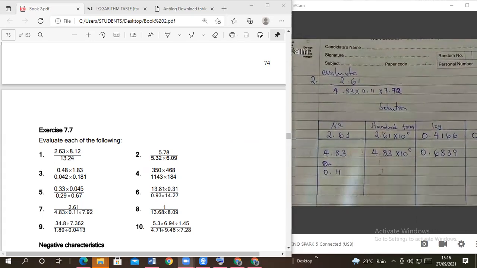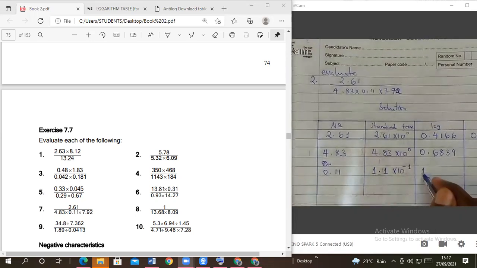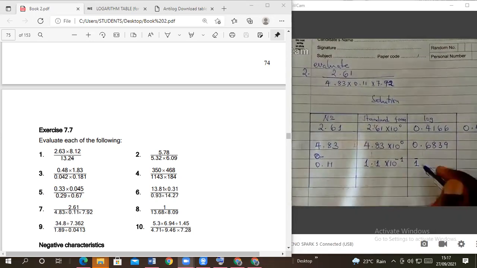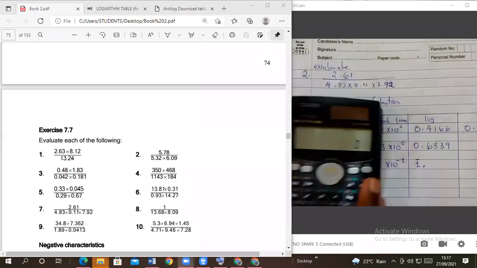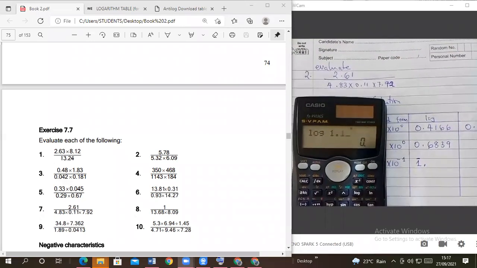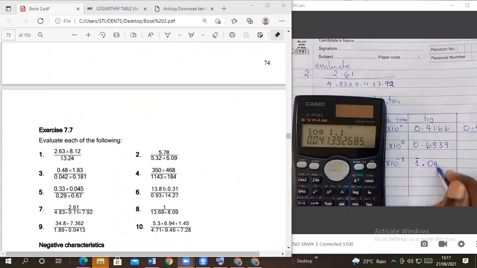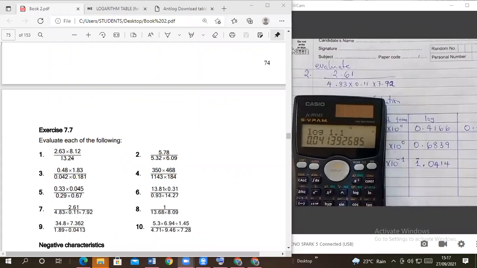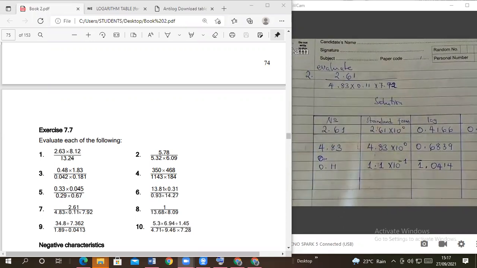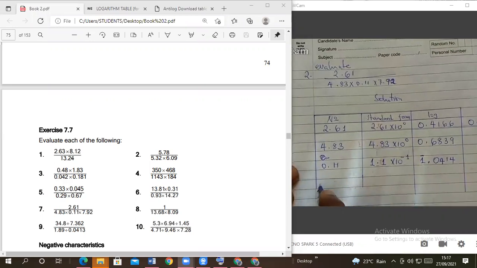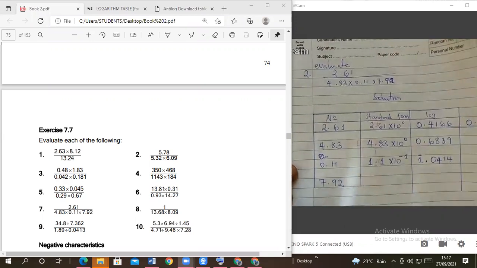0.11. What is this one in standard form? It's going to be 1.1 times 10 to the power negative what? Negative 1. So 1 bar point. So log of 1.1, we get 0.0414. What's the next number? The next number is 7.92. Okay?